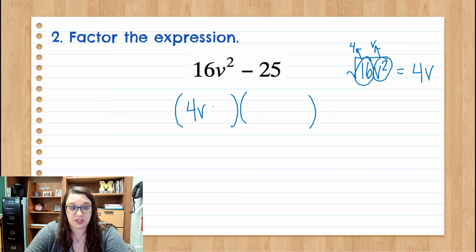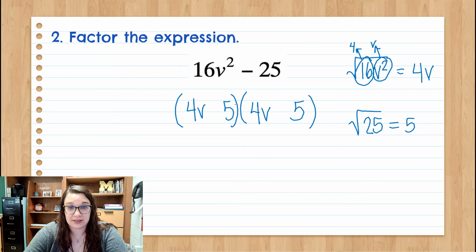That goes in my first spots. The square root of 25 is 5. Those go in my second spots. Since I'm trying to add to get 0, it means one's positive and one's negative. So the trick here is if you have two things that are perfect and no v term, you can take the square root of each of them to set up your parentheses.